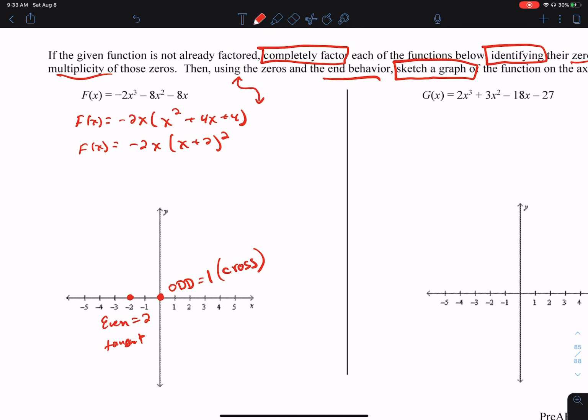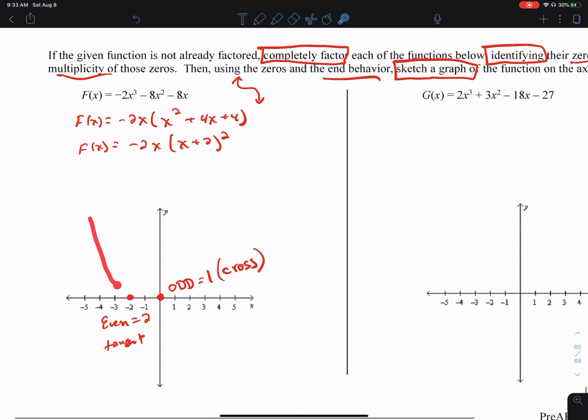If we combine the fact that we know this is odd, it crosses, this is even, it's tangent, and we know the end behavior rises to the left and falls to the right, the only way this can be drawn is to come down here, touch this, come back down to cross at 0, and it can never come back up because it never crosses the x-axis again. So your graph's going to look something like that.